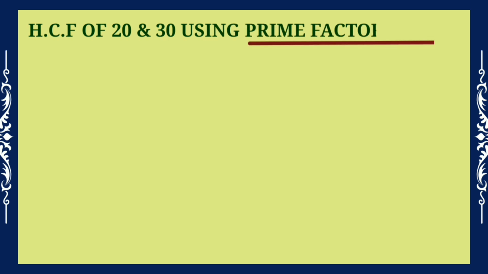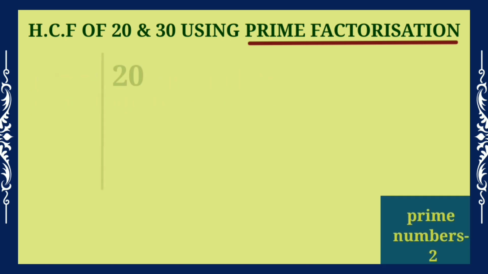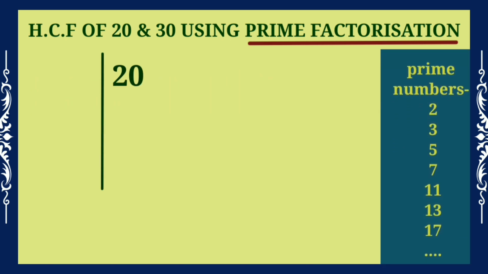Now students, we'll learn the prime factorization method of finding the highest common factor. Here, first of all we find the prime factorization of the given numbers. So we'll divide 20 by the smallest prime number, that is 2. 2 times 10 is 20. We can again divide 10 by 2. 2 times 5 is 10.